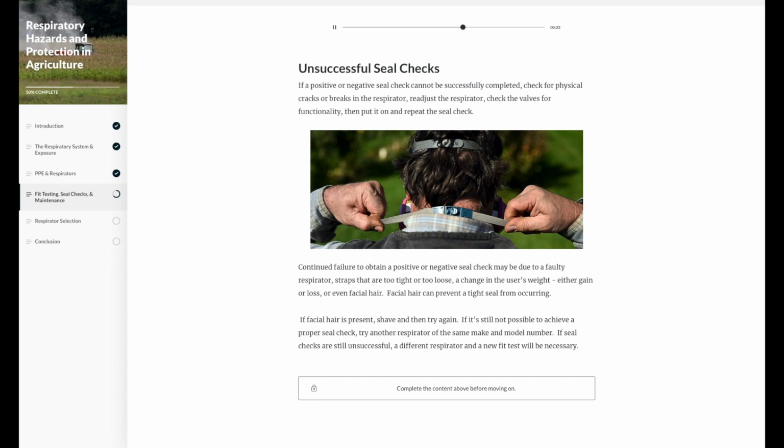Facial hair can prevent a tight seal from occurring. If facial hair is present, shave and then try again. If it's still not possible to achieve a proper seal check, try another respirator of the same make and model number. If seal checks are still unsuccessful, a different respirator and a new fit test will be necessary.